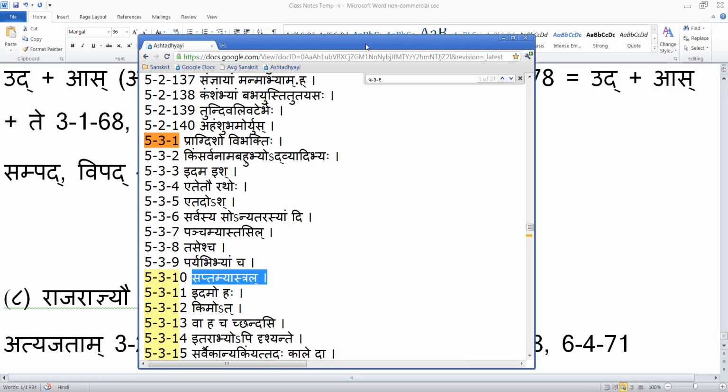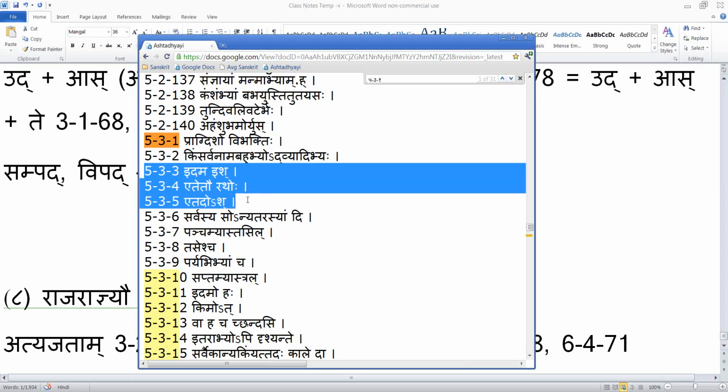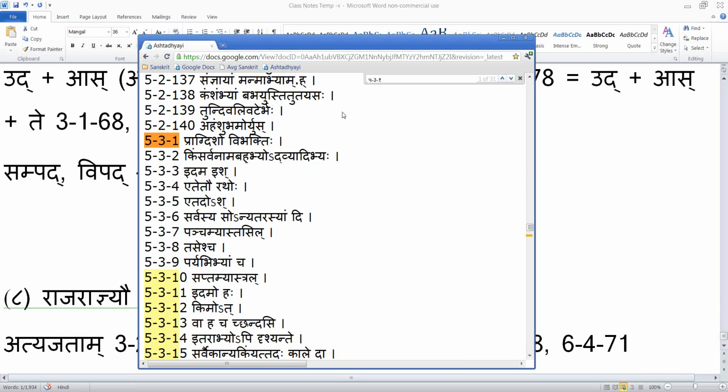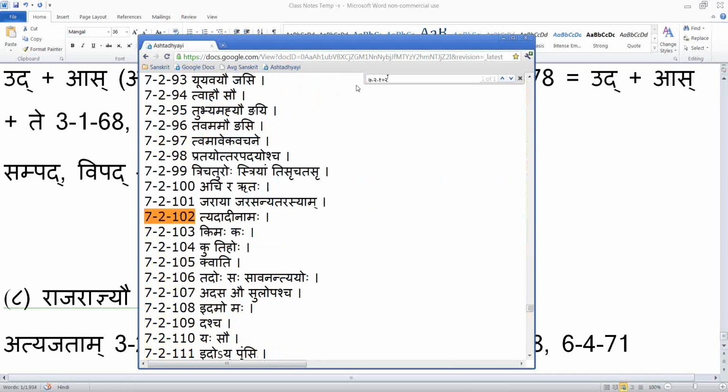Maybe there are two places to find this. One place is right here. Look at these three or four rules over here: Idam ish, ete tau rasatoho, etado asha. This could be one place to find it. The second place is, of course, the sutram idamo maha: idamo maha, kimah kaha, kvati, idamo maha, dascha, yasau.